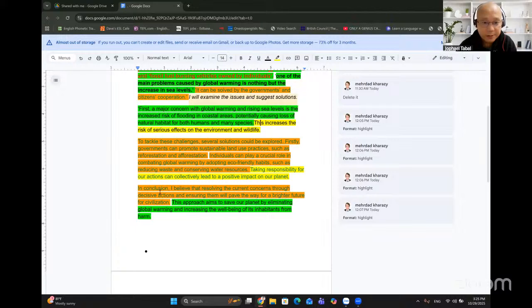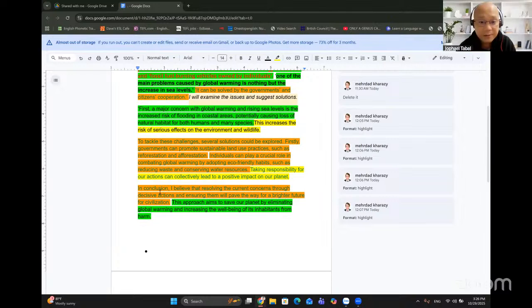I noticed that she combined here reason and explanation in one sentence. For example, to tackle these challenges, several solutions can be explored. Firstly, governments can promote sustainable land use practices. That's the answer, such as reforestation. That's the explanation. So here she combined answer and explain all together in one sentence. I think that's also possible, but I recommend them to write it in different sentences.